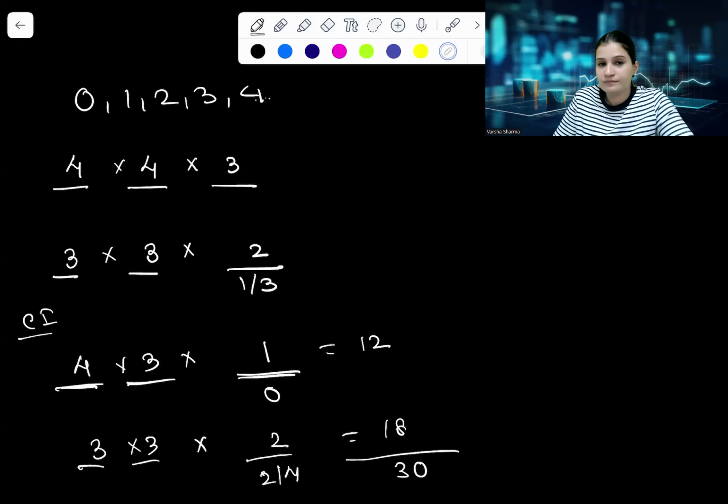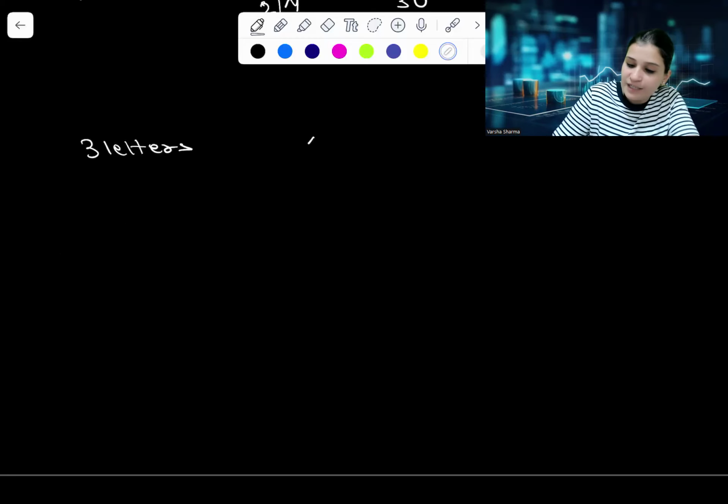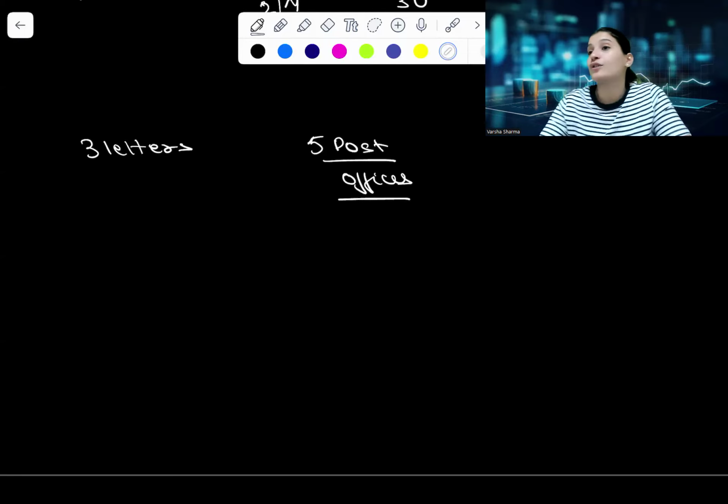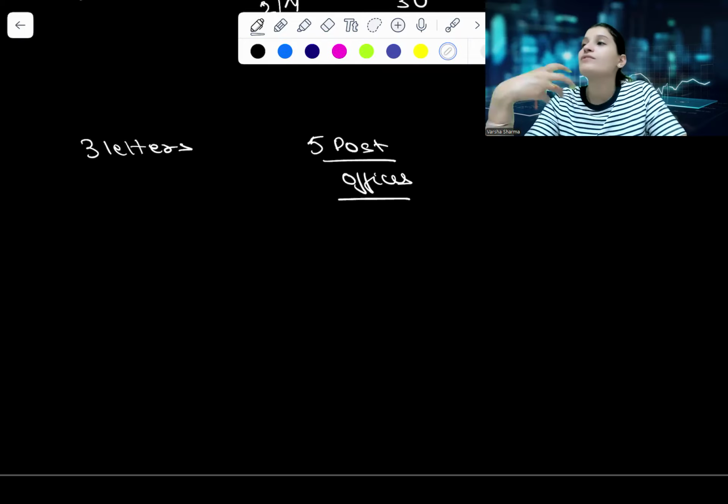Now we come to scenarios where it's a common sense question. Suppose I give you 3 letters and I tell you that you can post them in 5 post boxes or post offices. So in such a scenario which is non-mathematical, what we do is we figure out how will I do the sum. So what we do is we pick up the letter and go to the post office. Same way we will think.